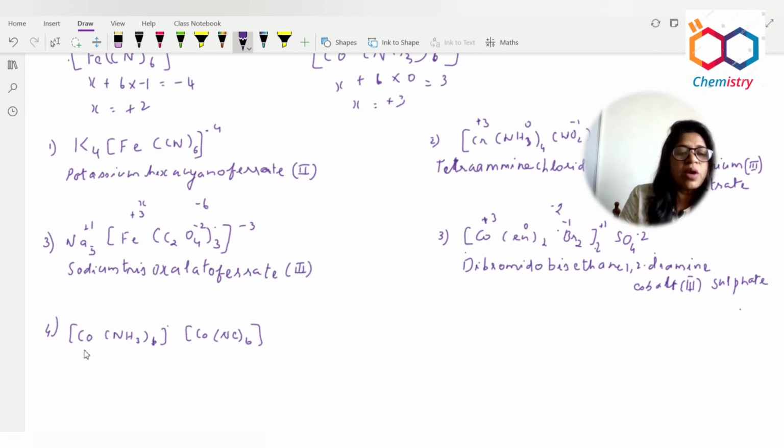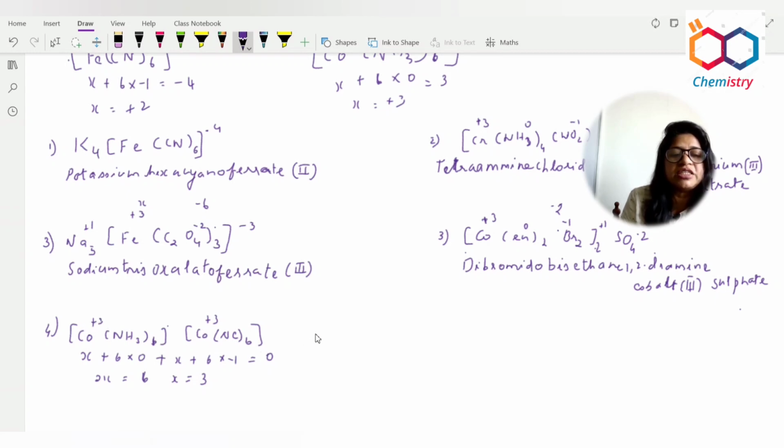Now you can see here you have two coordination entities. How will we name it? First we will find the oxidation state. Let X be the oxidation state of cobalt, plus 6 into the charge of NH3, which is 0, plus the oxidation state of cobalt, X, plus 6 into isocyano NC, which is -1. No charge above the coordination entity, so 0. X plus X is 2X. 2X is equal to 6, or X is equal to 3. So you know the oxidation state of cobalt is +3.